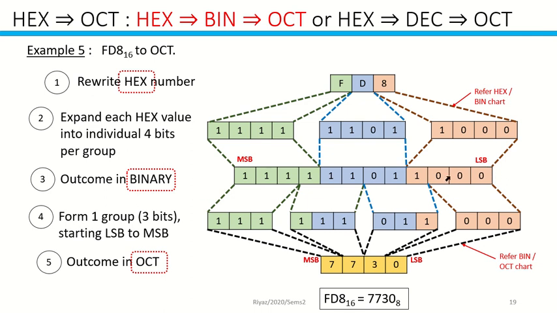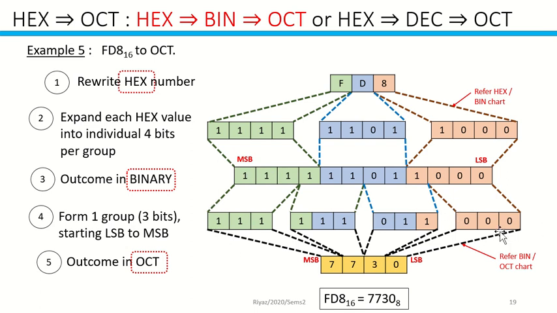Then later you need to form groups of 3 bits because you want to change from binary to octa. So just form groups of 3, starting from the LSB. So 000, this is one group. 110 will become another group over here. 111 will become another group over here, and 111 will become another group over here.